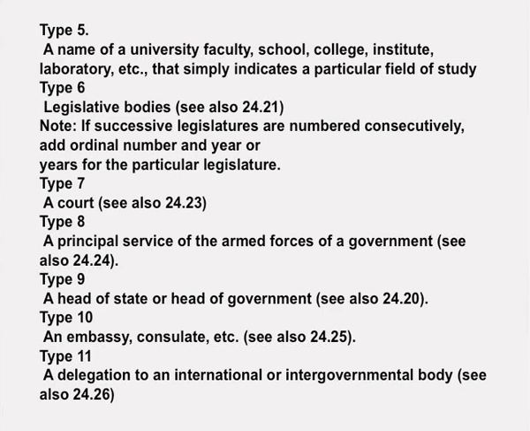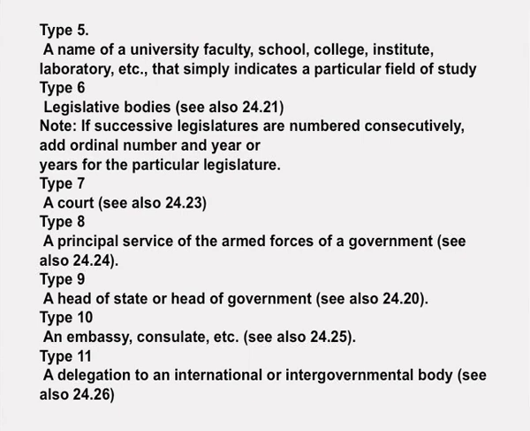In type 9 of the subordinate body will come the head of state or the head of government, meaning the President of India, the Chief Minister of the state, the Governor of the state, the Lieutenant Governor of Delhi. These particular persons represent the state or the government. That's why their functions are subordinate to the main body. That is the reason they are going to be entered subordinately to the main body.